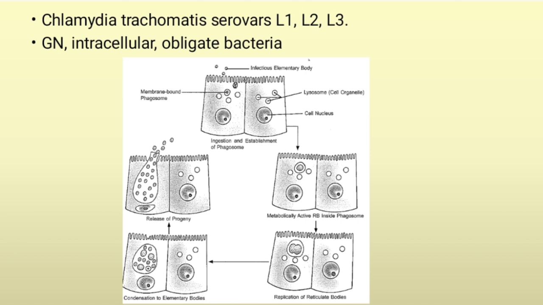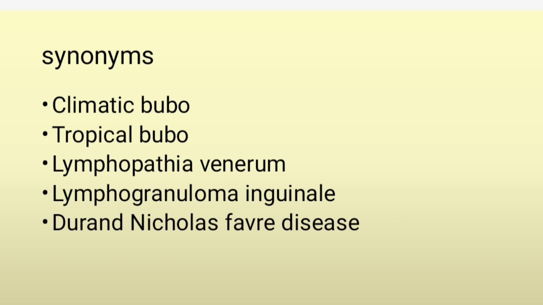It is caused by Chlamydia trachomatis serovars L1, L2 and L3. It is a gram-negative obligate intracellular bacterium. It is present as an extracellular form, which is metabolically inactive and infectious. It is known as the elementary body, which enters into the cell. It enters and forms a phagosome, where it becomes metabolically active reticulate bodies, which proliferate and then condense to form elementary bodies, which rupture and are released into the environment. Synonyms are as follows.